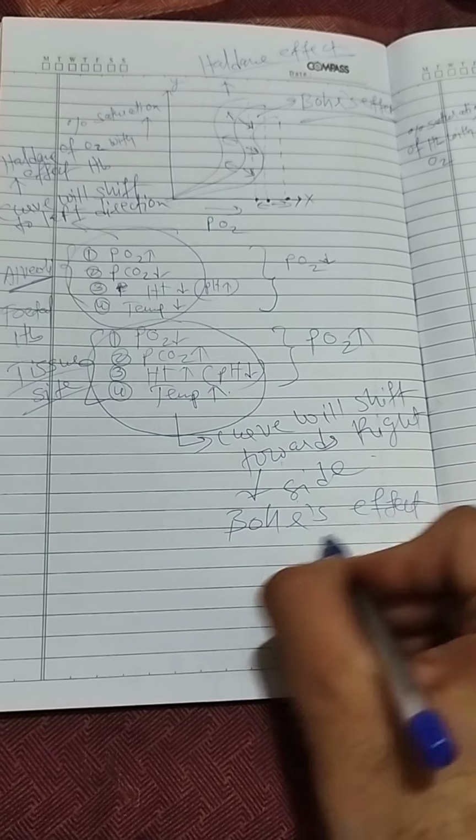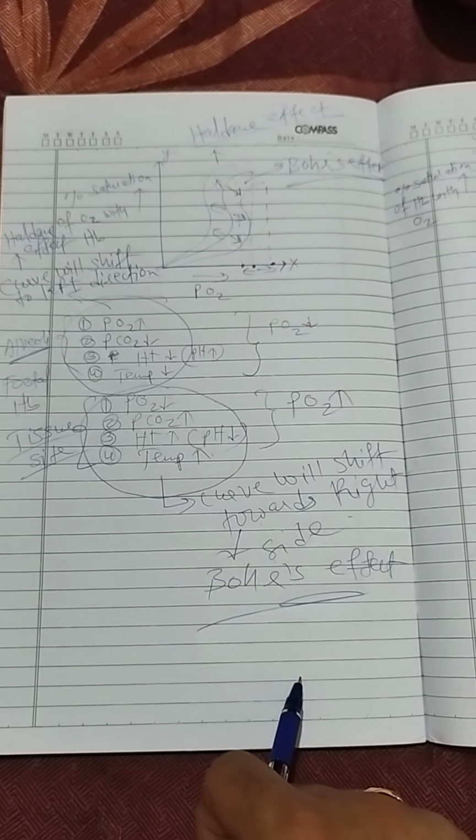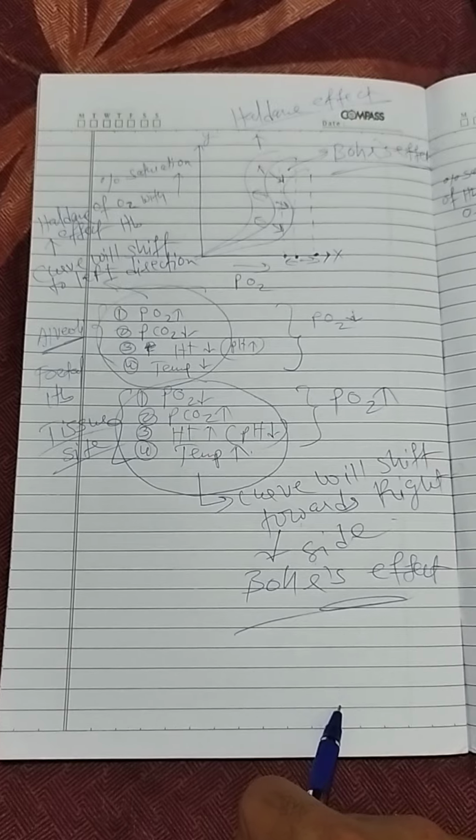If it is shifting toward the right side, that will be called Bohr's effect. I hope you understand the meaning of Haldane effect and Bohr's effect.